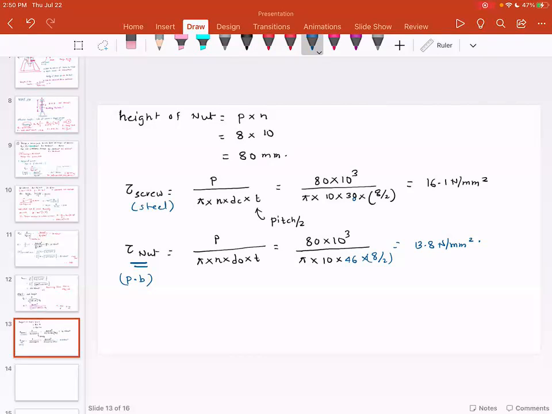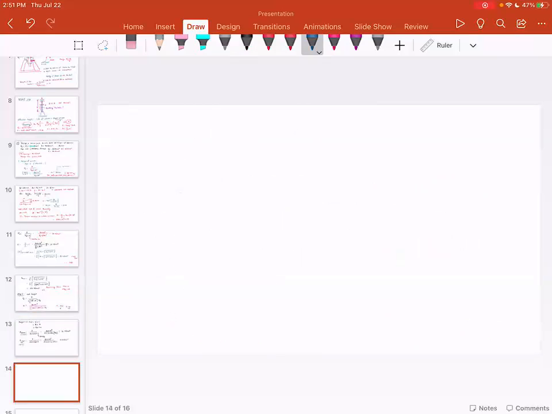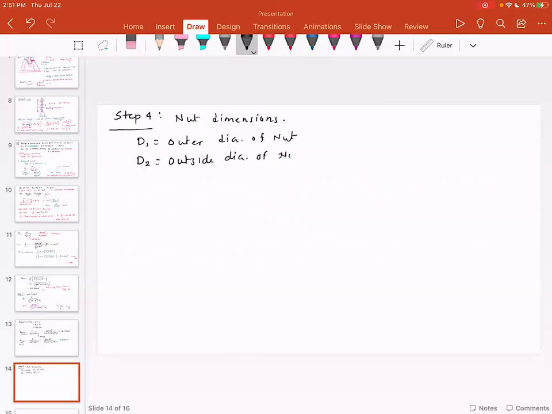The next step is we have to find out the outside and inside dimensions of the nut. So this is step 4. Nut dimensions. D1 is the outer diameter. And D2 is outside diameter of nut. A quick recap. So we are trying to find out these dimensions. This is outer. And this is outside.